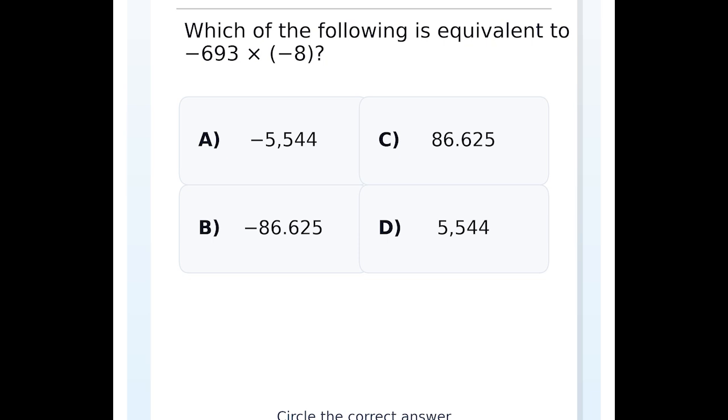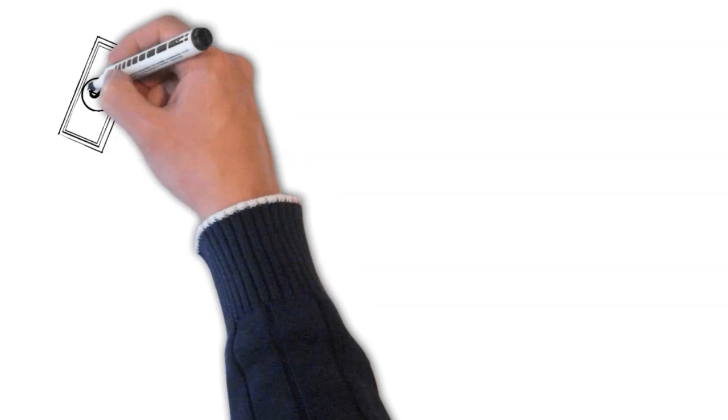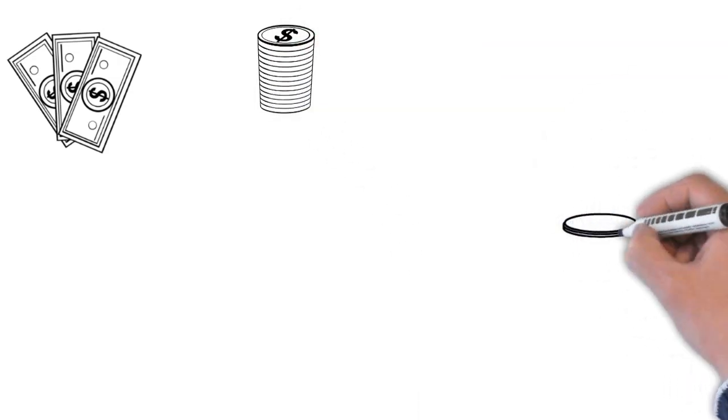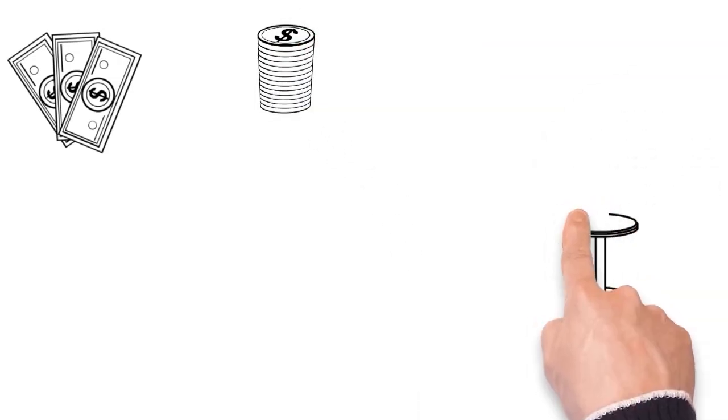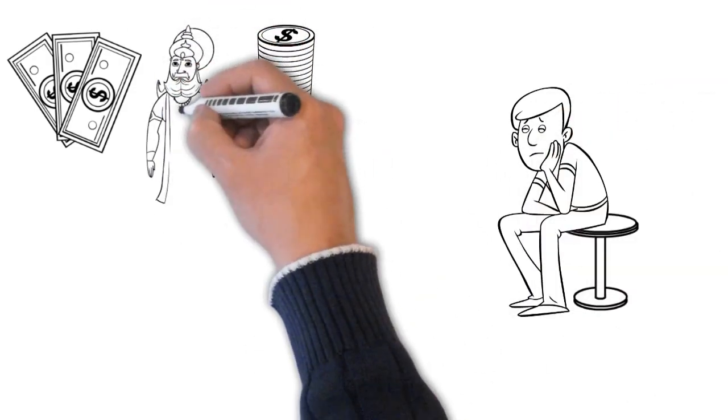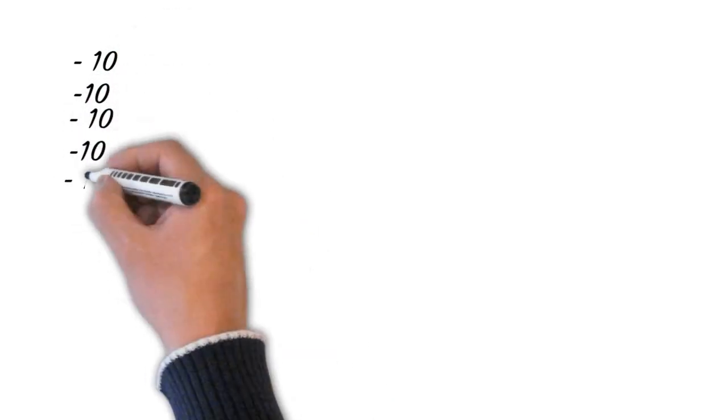Here the big idea is what the sign, positive or negative, actually means. Think money. Positive is like having money. Negative is like owing money. What if you borrow $10 from me? You owe 10. What if you borrowed another 10? Now you owe 20. If you borrowed 8 times, you would now owe me 80.